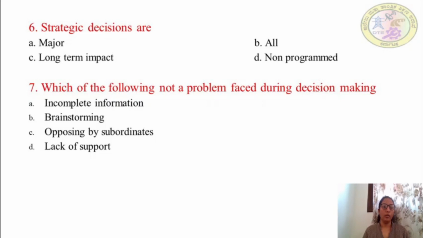Next question. Which of the following is not a problem faced during decision making? Answer option A, incomplete information. Option B, brainstorming. Option C, opposition by subordinates. And option D, lack of support. And the correct answer is option B, brainstorming. It is not a problem while decision making. Actually, it is a solution for choosing alternatives.